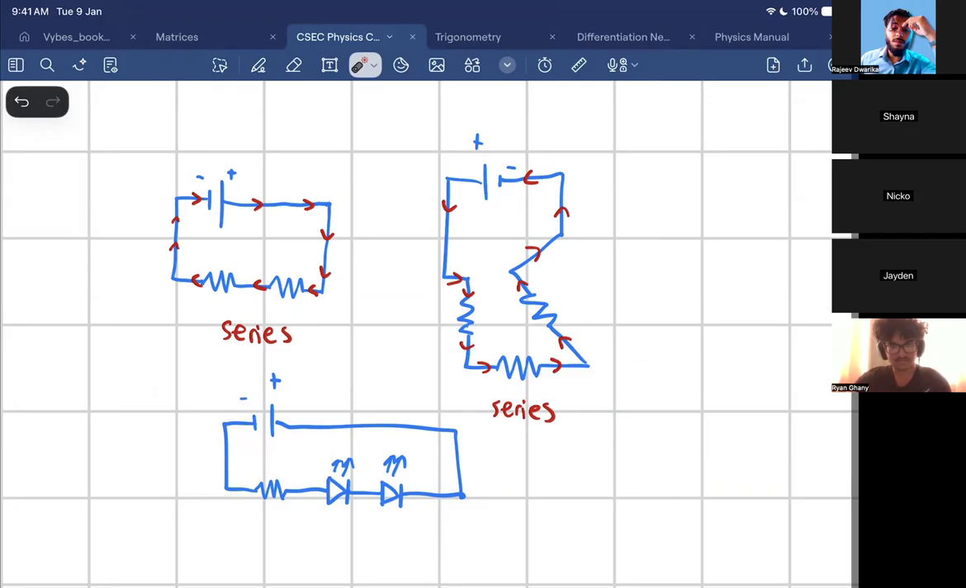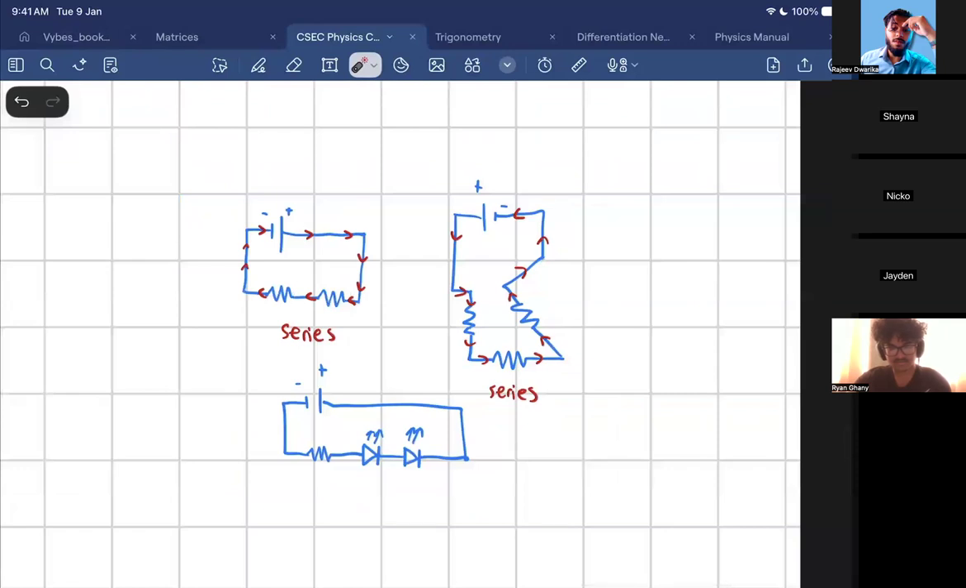Nico, why wouldn't the current pass through the LEDs? Because it's blocked. It's in reverse bias.